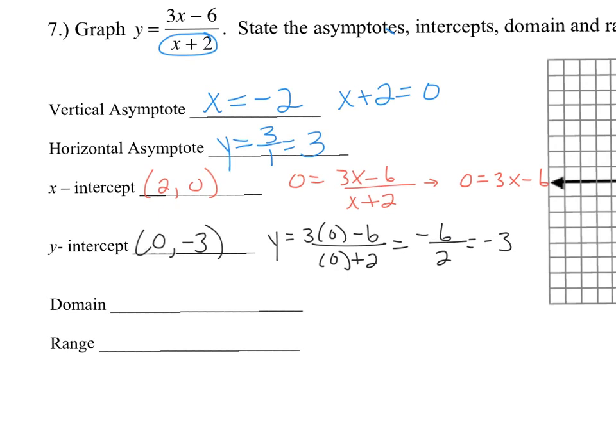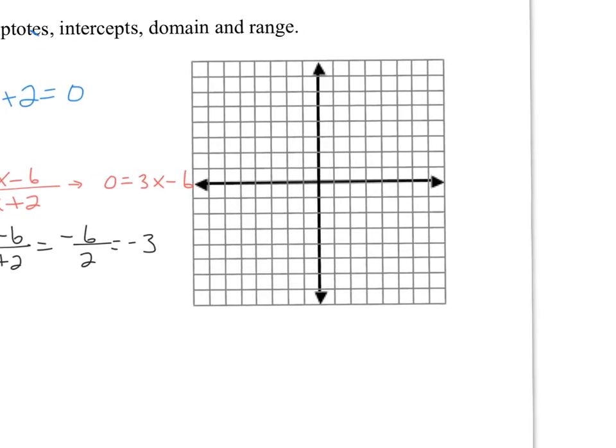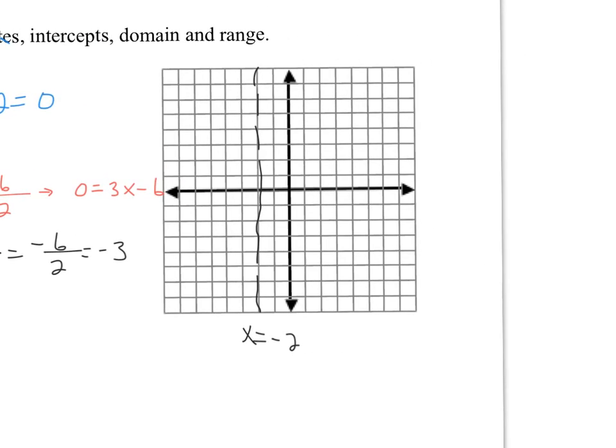And then I'm going to plot that information before I plug it in the graphing calculator. So x equals negative 2 is my vertical asymptote, so we'll jot that down. Then for your horizontal, y equals 3. And then my x-intercept was 2, and my y-intercept was negative 3.